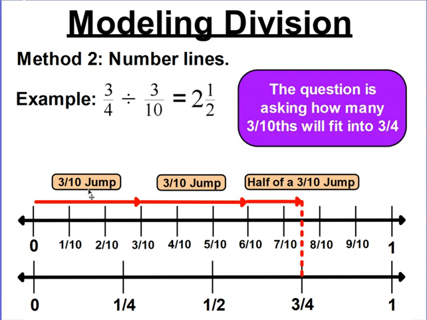So this visual is also showing you 2.5 jumps, which means that 3/4, where the dashed line ends, if you break it up into jumps of 3/10, you can do 2.5 jumps to get there. And that's another visual way to show what 3/4 divided by 3/10 is. So again, if you wanted to double check, you could do keep, change, reciprocate, but that would be your final answer.